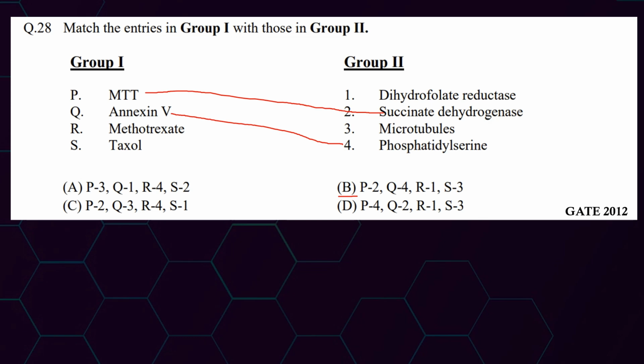Then we have methotrexate, that is dihydrofolate reductase, that is R1. And then we have Taxol, that is for microtubules, then S3. So answer here is option B.